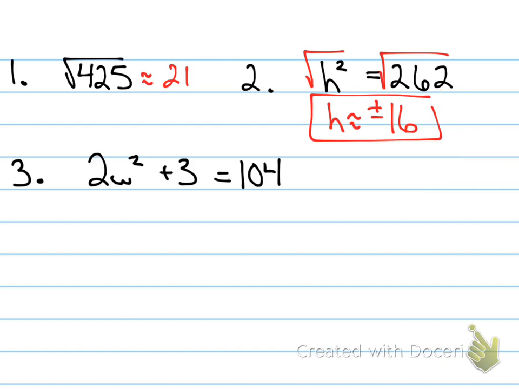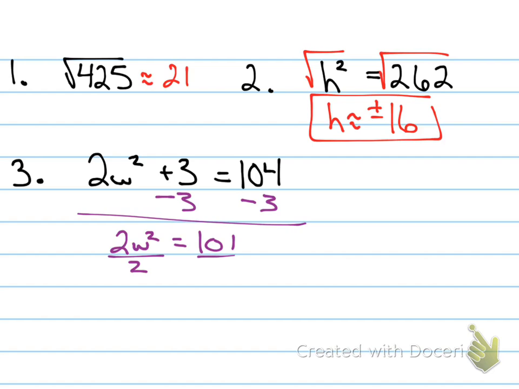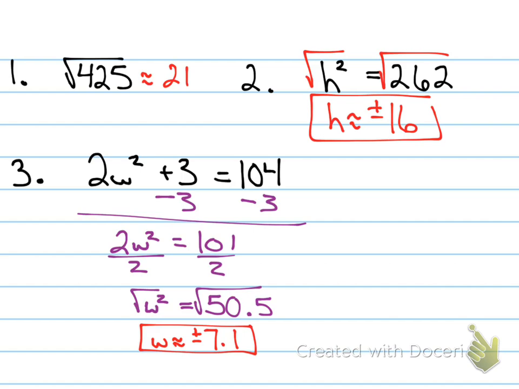Right, now in number 3, what do I do first? Subtract 3 from both sides. And then what? Divide by 2 and square root it. 7.1, positive, negative 7.1. What if you said positive, negative 7? On the test, it'll say round to the nearest tenth, so you would only get half credit. But on number 3 here, I didn't really tell you, so that's fine. Okay, just make sure on the test you round to the nearest tenth.